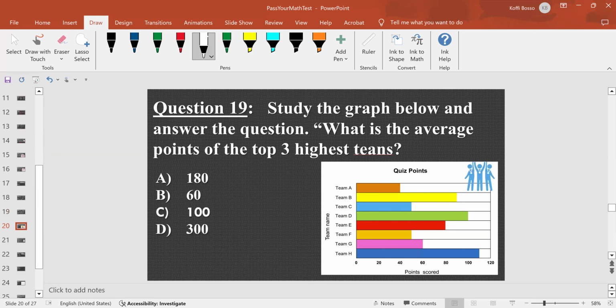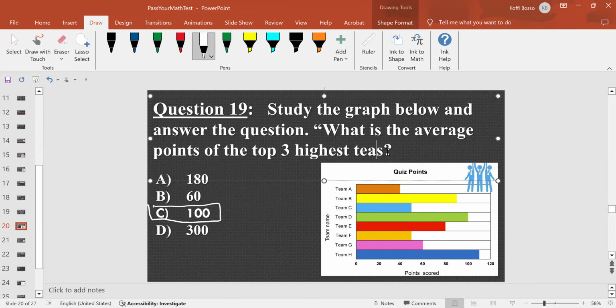Question 19. Wow, this is a chart. For question 19, I'll tell right away that the correct choice is C. Do not choose A or B or D. Let's understand the question. Study the graph below and answer the question. The question is, what is the average point of the top 3 highest teams?